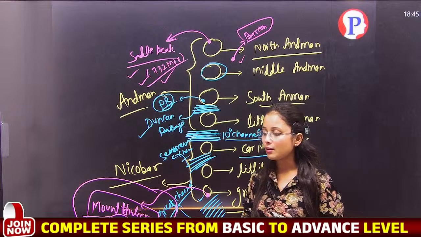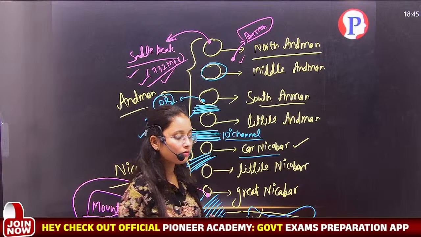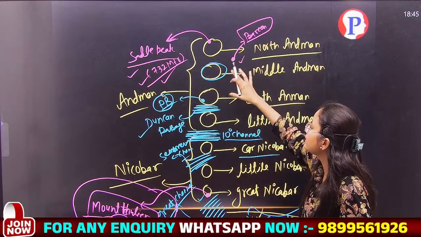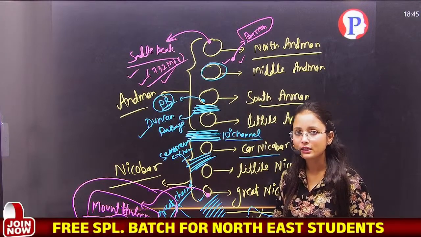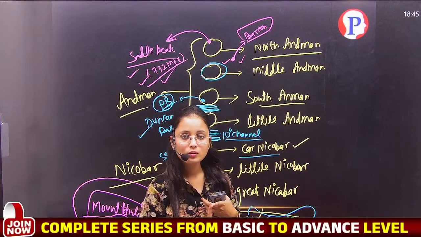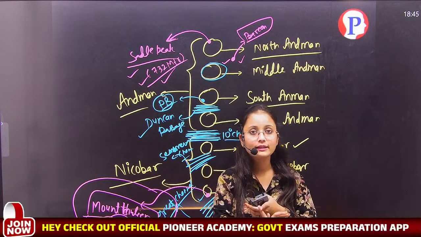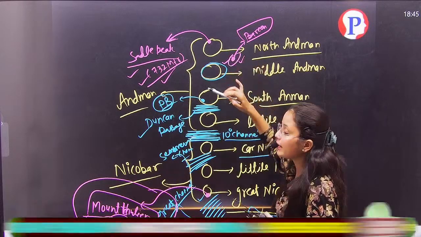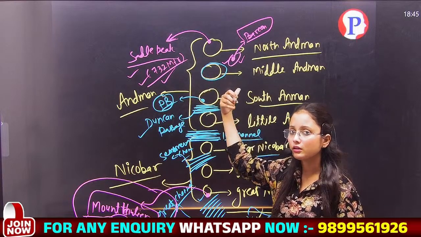This is the only active volcano we have, and it is located nearby North Andaman and Middle Andaman. Actually, there are three types of volcano. The first is active volcano, the second is dormant volcano, and the third is dead volcano. So it is an active volcano located in Andaman and Nicobar, nearby North Andaman.